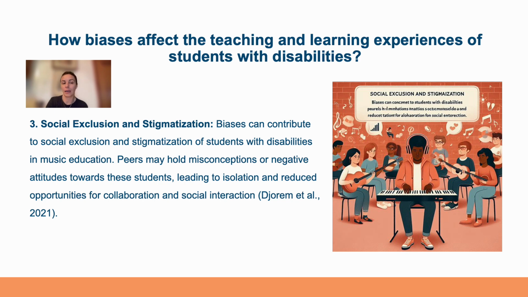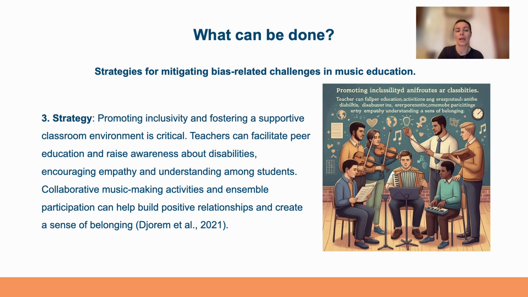Another bias that can arise is social exclusion and stigmatization. Bias can contribute to social exclusion and stigmatization of students with disabilities. Peers may hold misconceptions or negative attitudes toward these students, leading to isolation and reduced opportunities for collaboration and social interaction, which, of course, is extremely important. What can be done is promoting inclusivity and fostering a supportive classroom environment for all. And it's extremely crucial, this fact.